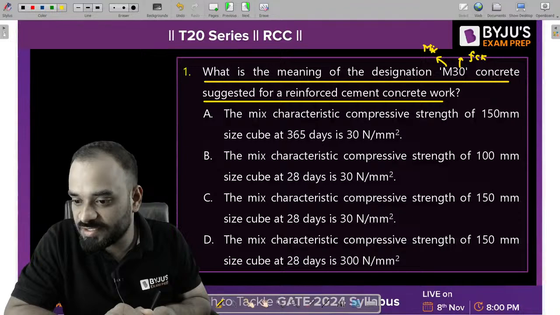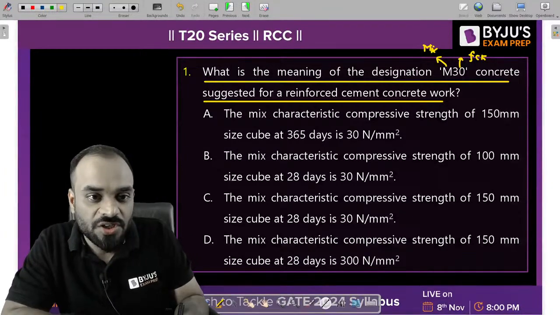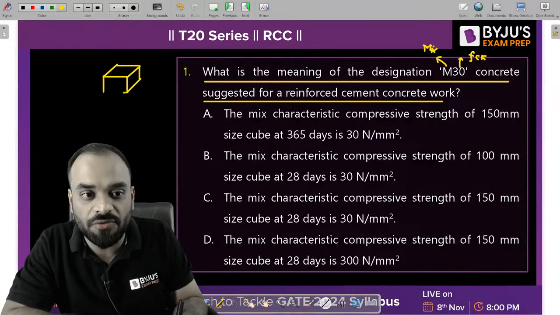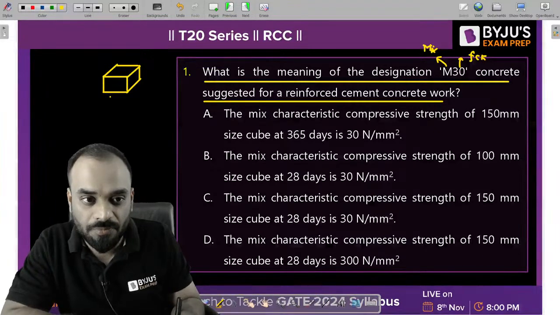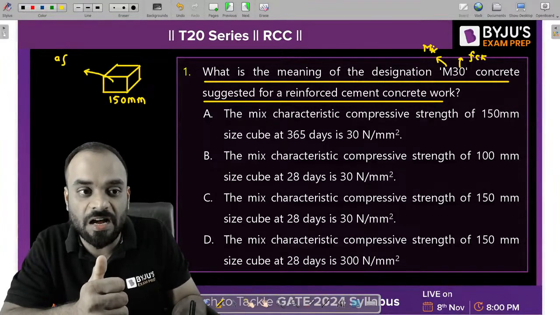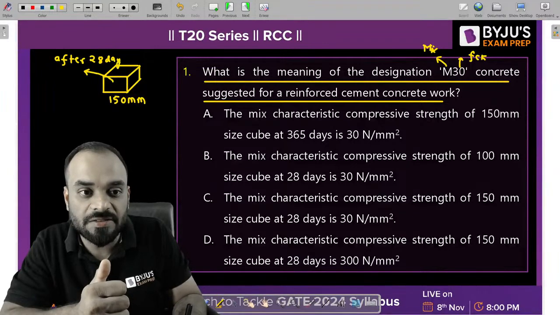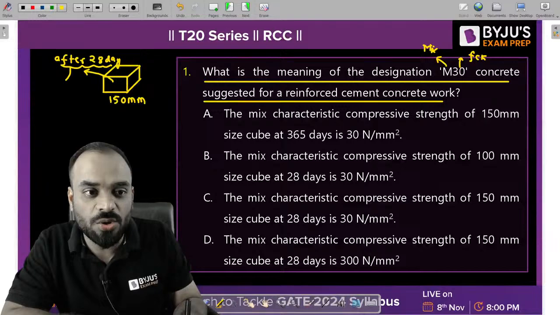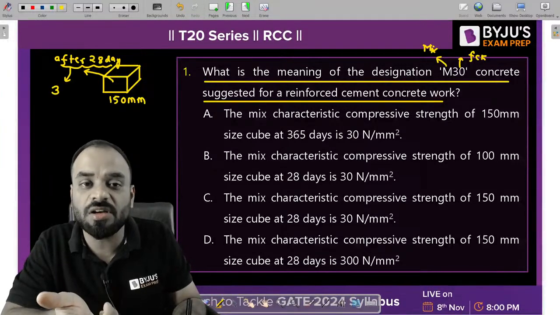Okay, we'll check it out. You know that guys, what is characteristic strength? That characteristic strength should be defined for a cube which is of dimension 150 mm, and the compressive strength which you have to measure is after 28 days of curing. So whatever value of strength you are getting, that is our compressive strength.